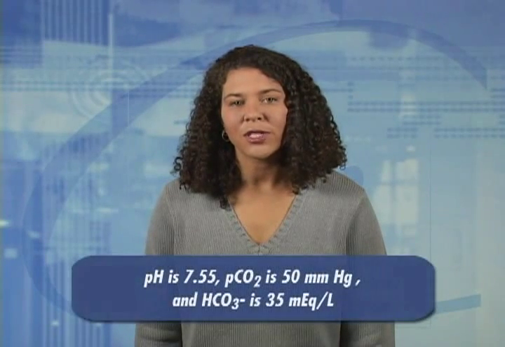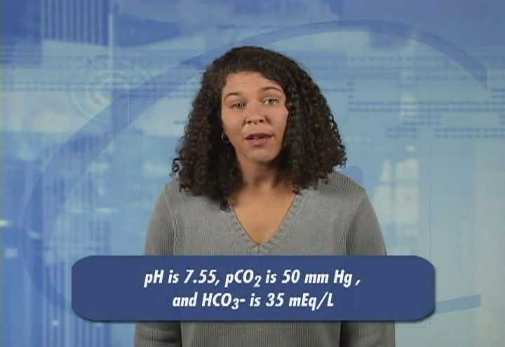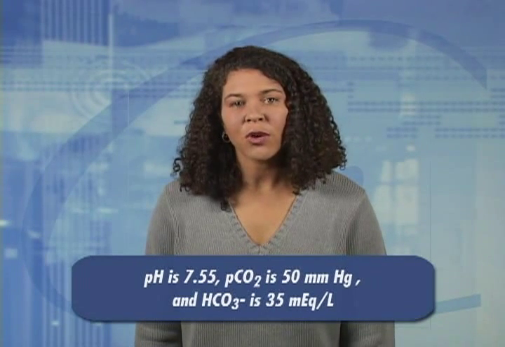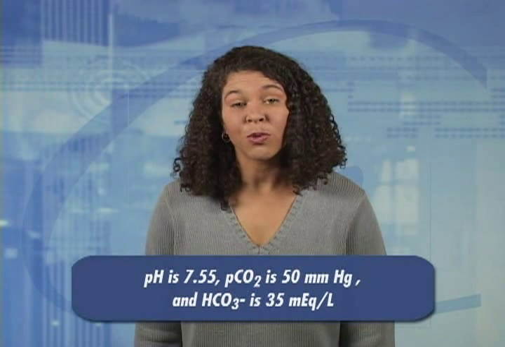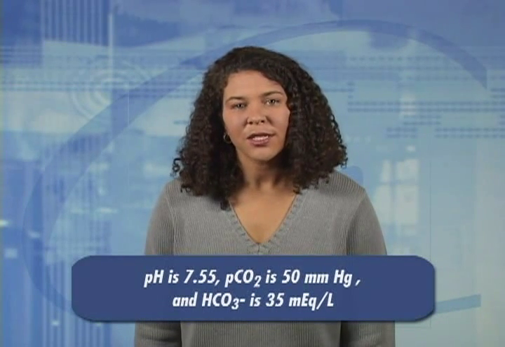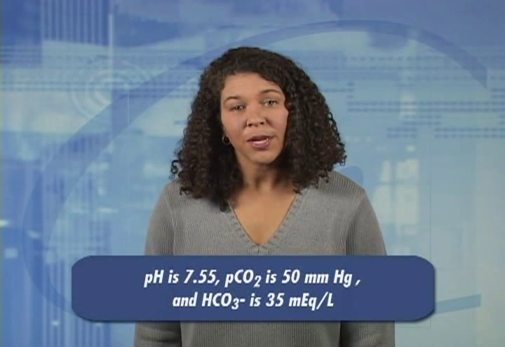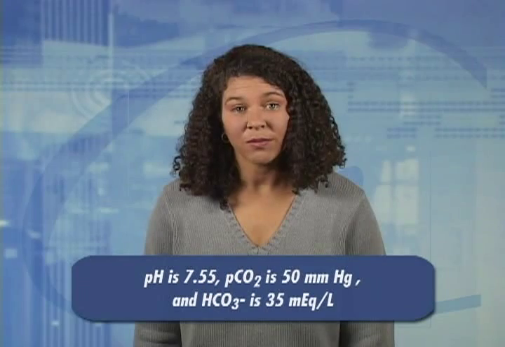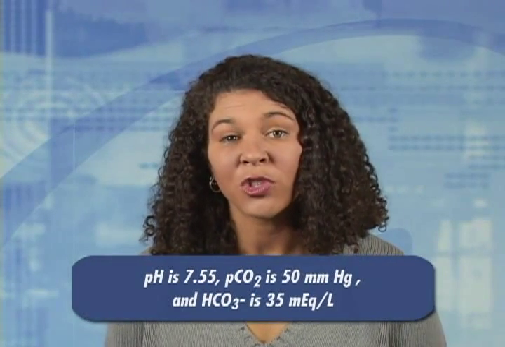Let's look at client number 6, specifically looking for evidence of compensation. Client number 6, pH is 7.55, PCO2 is 50 millimeters of mercury, and HCO3 is 35 milliequivalents per liter. Client number 6 demonstrates a compensatory rise in PCO2 in response to the original HCO3 elevation. This ABG would be interpreted as a partially compensated metabolic alkalosis. You'd see hypoventilation in this client.